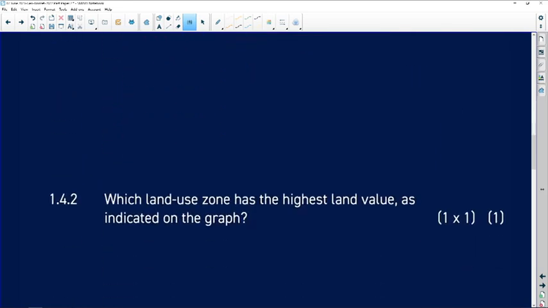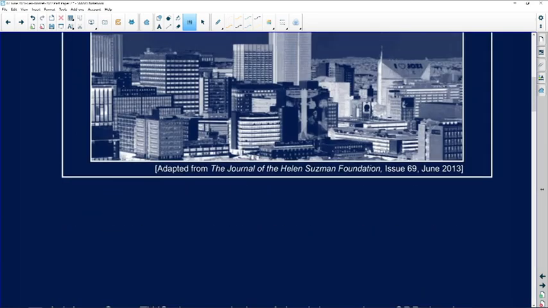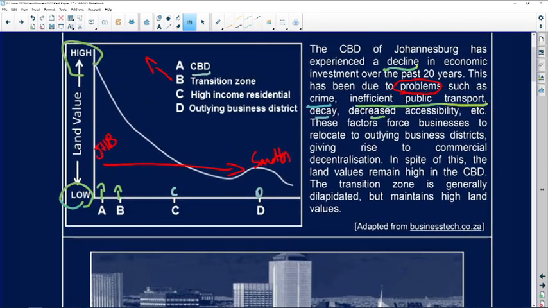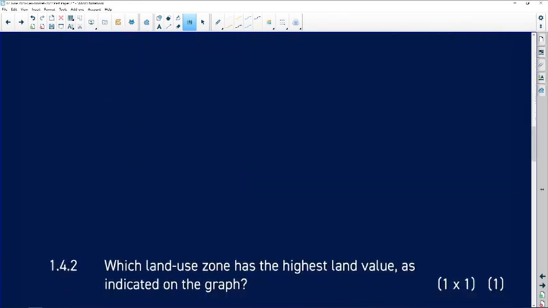Which land use zone has the highest land value indicated in the graph? So on the graph, it still shows us that the CBD still has the highest land values, as you can see. You can see that the OBD, the land value is quite high as well. So the CBD.